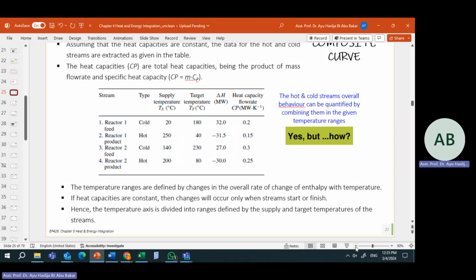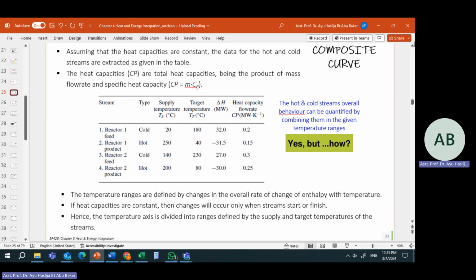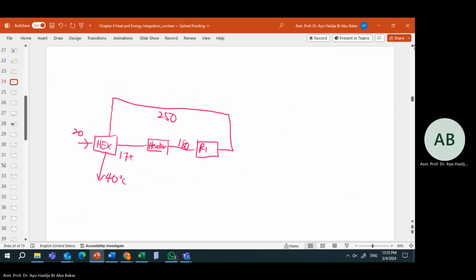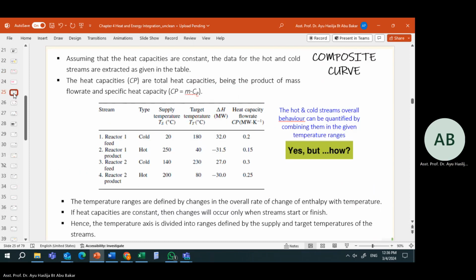Last class we had done up to here, right? The composite curve. We had done this example, composite curve. So I hope you now know how to plot the composite curve for hot and cold. Today we will find out about the pinch point, the temperature, hot pinch and cold pinch.